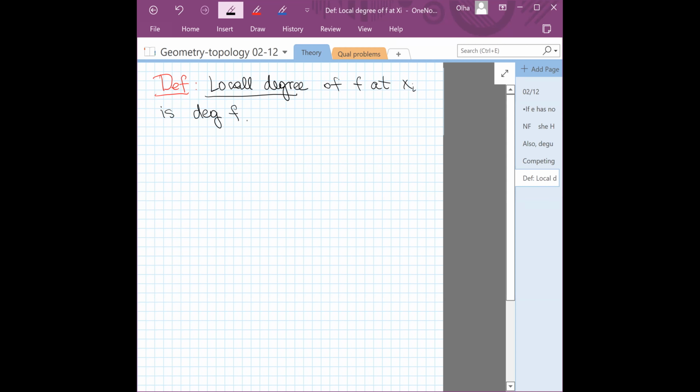So it's going to be defined this way. The local degree of f at xi is going to be defined in the same way, by the restriction f star from Hn to Hn from V.